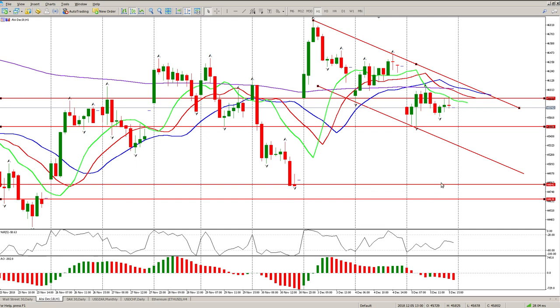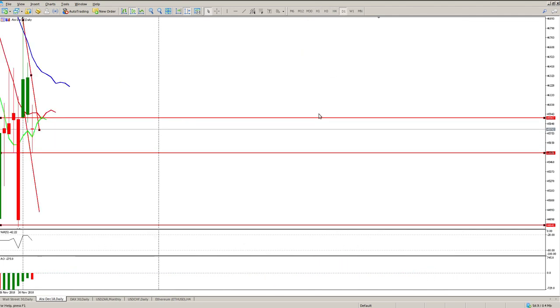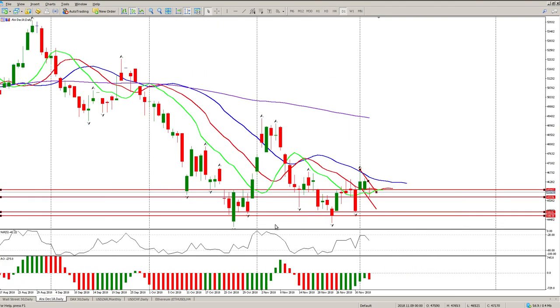If that is the case, don't try and chase that long, because you'll see there will be buyers stepping in somewhere along the bottom here. They will see some kind of value down here.